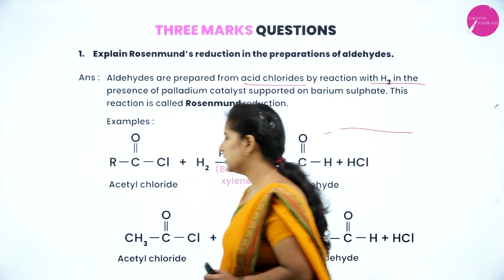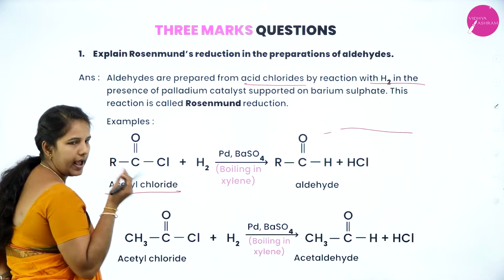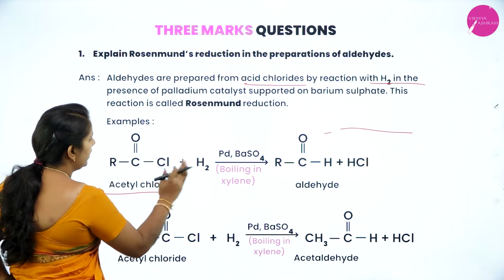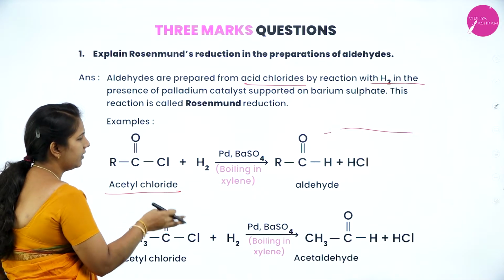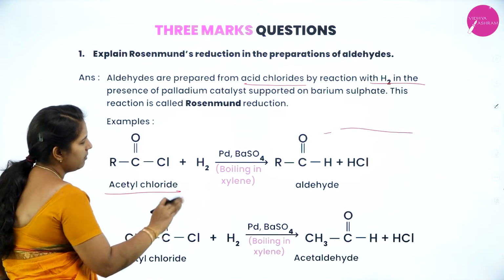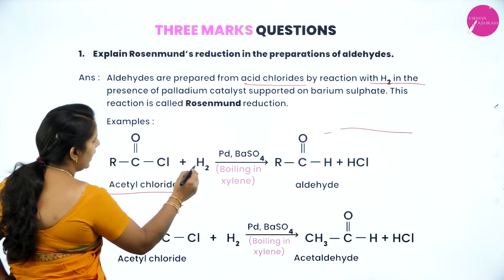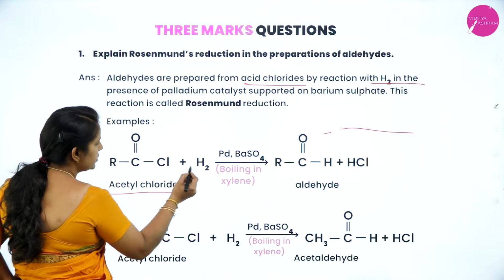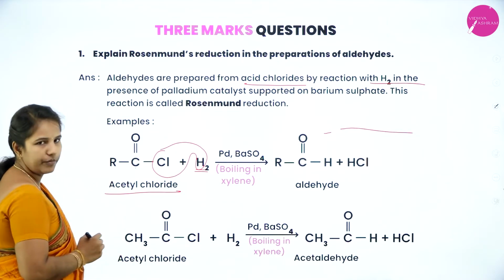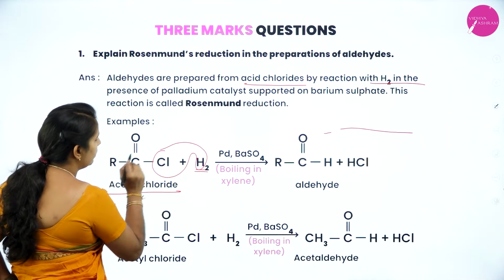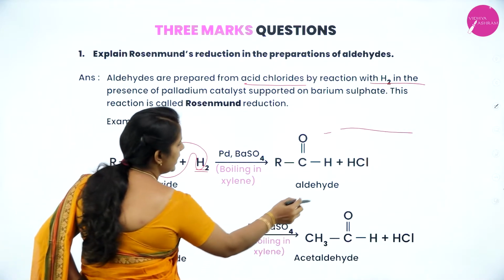Rosenmund reduction. Remember, when we take acetyl chloride or an acid chloride and add hydrogen in the presence of a catalyst, you can take nickel, platinum or palladium, supported with barium sulfate. Now what will happen if you add hydrogen to this carbon atom? Usually we have 2 hydrogens, no? 1 H and 1 Cl will combine to form HCl. So what is remaining? Only 1 H will be remaining. It goes and attacks this carbon atom and forms an aldehyde.